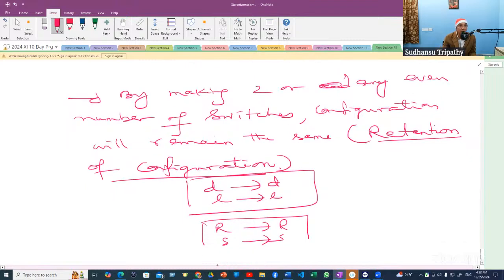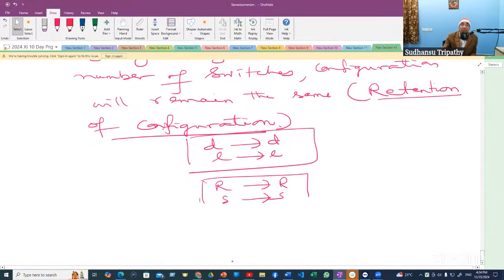When we are talking about bond breaking and bond remaking, we are playing with configuration. It's stereoisomerism, but you are playing with configuration. You are changing the configuration by becoming a molecular surgeon, through bond breaking and bond remaking. Retention of configuration.